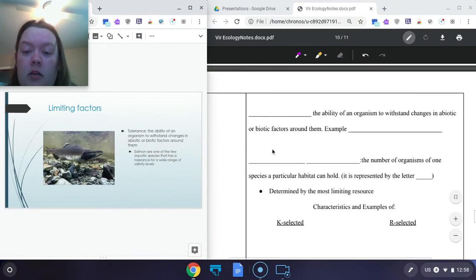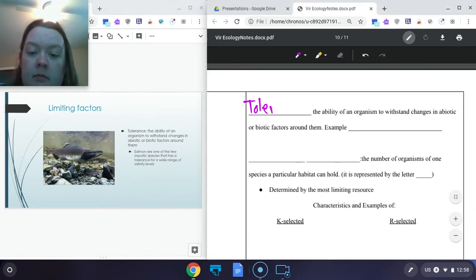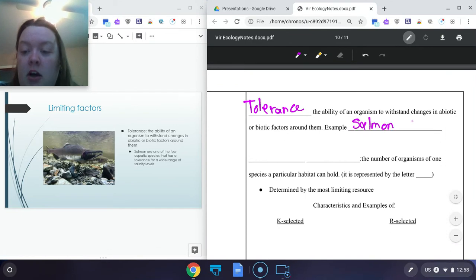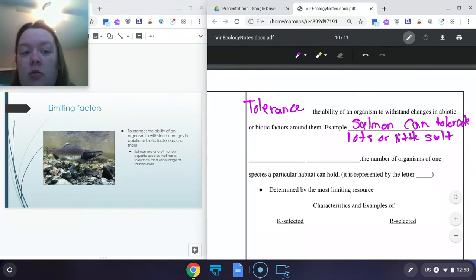So tolerance is going to be the ability of an organism to withstand changes in its environment. And an example that we have over here is salmon are one of the very few species that can tolerate a wide range of salinity levels, meaning salmon can tolerate lots or little salt.